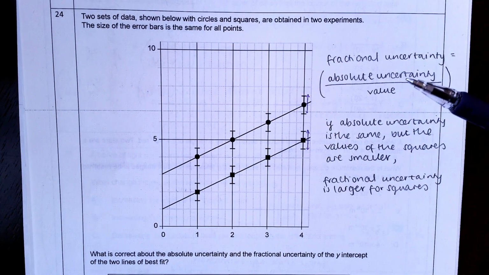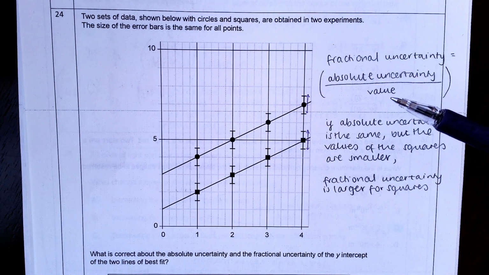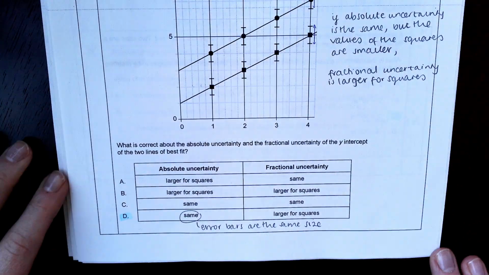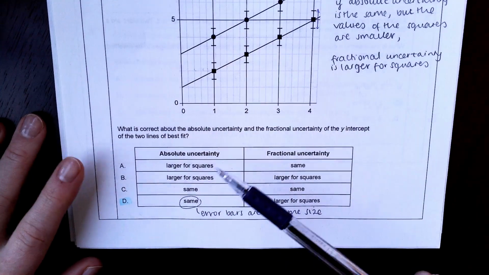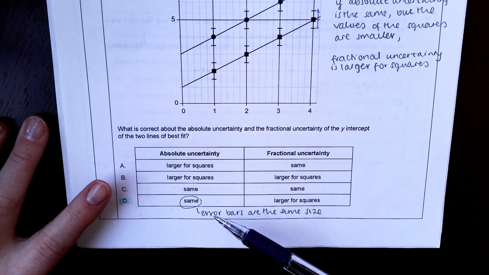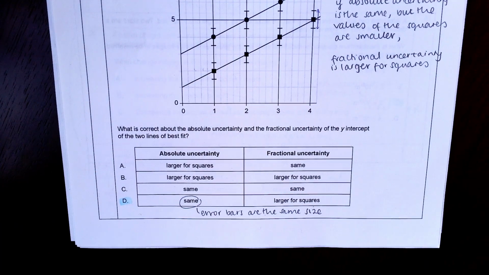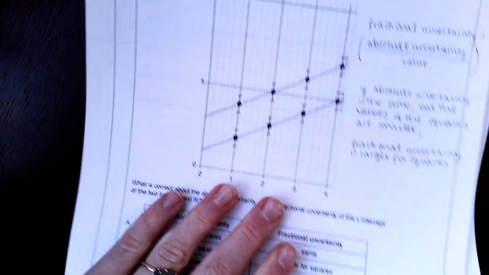So it makes sense that the fractional uncertainty is going to be larger for squares because your absolute uncertainty is now over a smaller number for squares. So fractional uncertainty is larger for squares, and this allows us to pick the right answer. So we know that the absolute uncertainty is the same because the error bars are the same, but that's going to lead to a bigger fractional uncertainty for the squares.